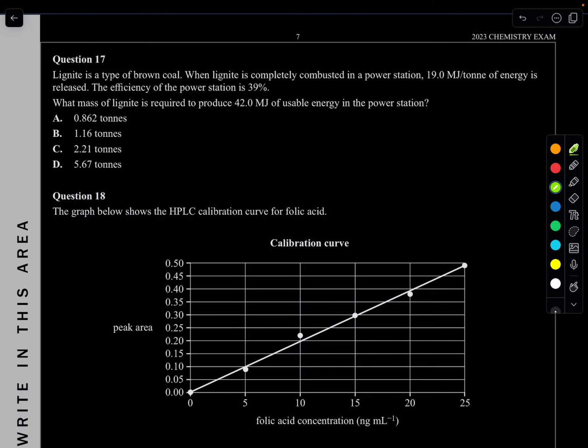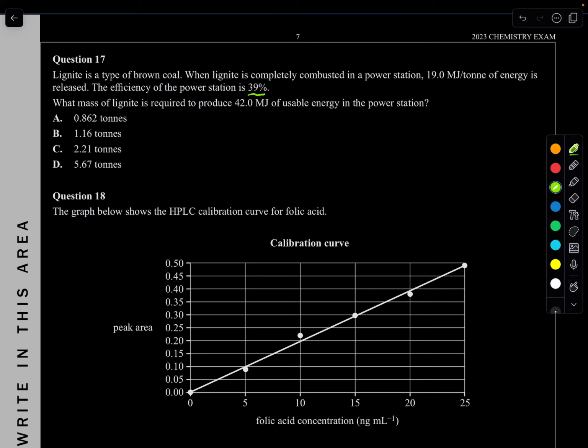Question 17. Lignite is a type of brown coal. When lignite is completely combusted in a power station, 19 megajoules per ton of energy is released. The efficiency of the power station is 39%. Wow, it is not very efficient. So basically, out of those 19 megajoules, only 39% is actually useful energy. The rest is wasted through the processes of getting that energy. What mass of lignite is required to produce 42 megajoules of usable energy in the power station?